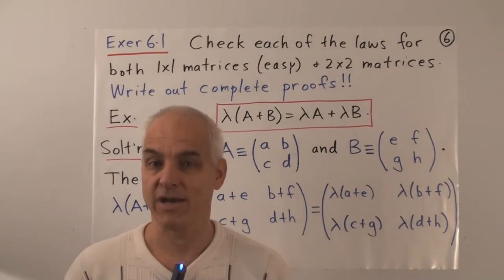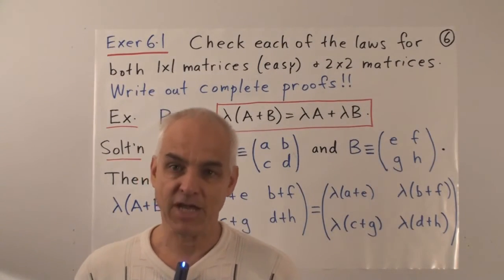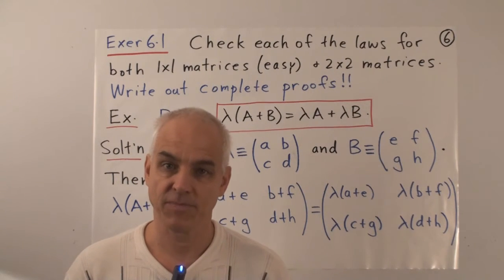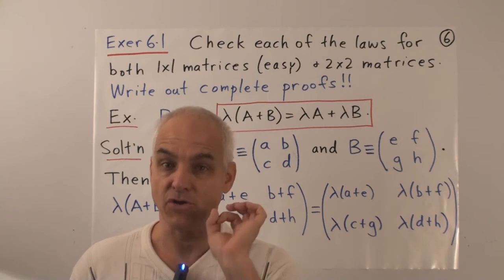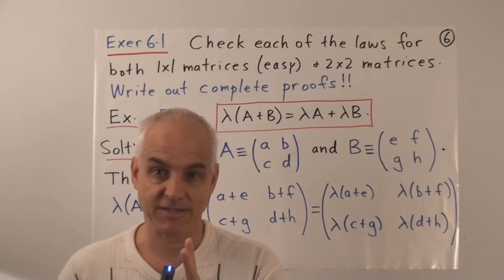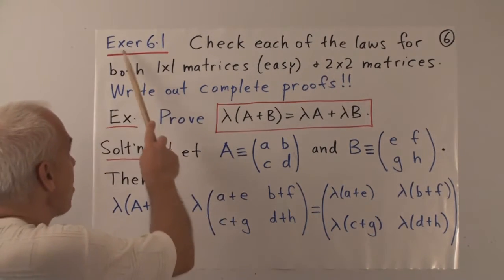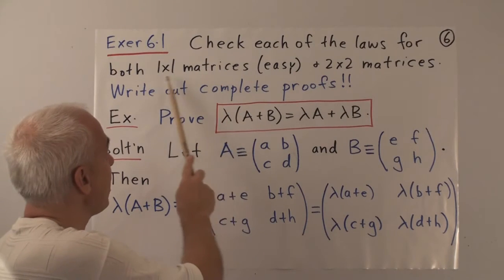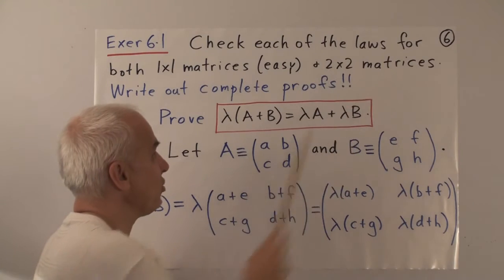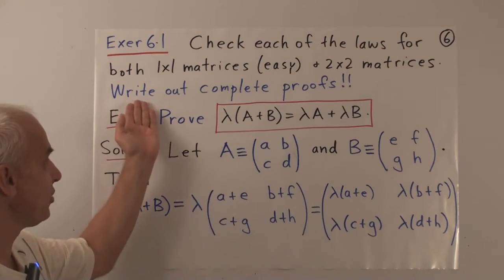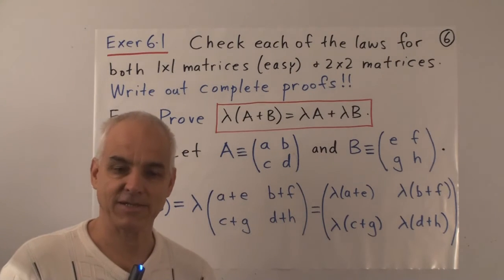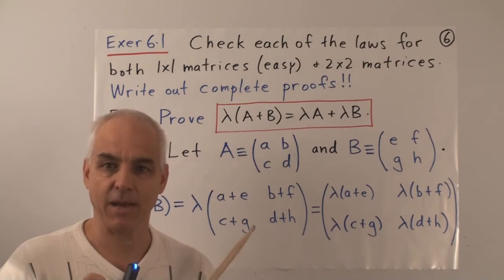Alright, now you have a major exercise in front of you. The exercise is to go back to those laws of arithmetic that I wrote down all on one page and to verify that they are true both for the 1-by-1 matrices case and for the 2-by-2 matrices case. So, let's call it exercise 6.1. Check each of the laws for 1-by-1 matrices, that's relatively easy, and also for the 2-by-2 matrices. And what I want you to do is to write out complete proofs. This is a great place to practice writing out mathematics clearly and precisely.